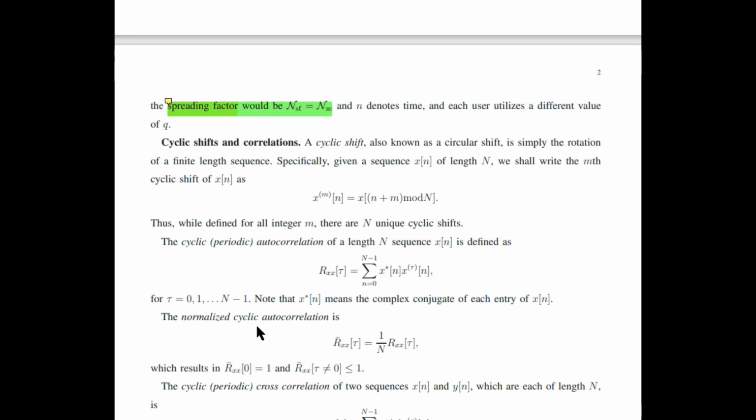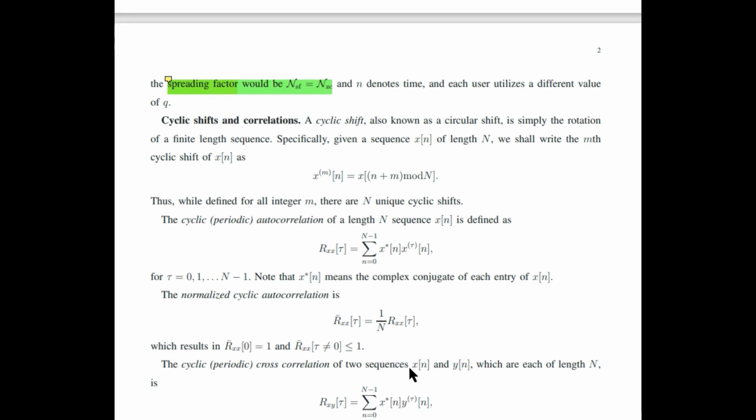The normalized cyclic autocorrelation is fixed to have a maximum of 1, so we normalize it by simply multiplying by 1 over N. Its maximum value will be 1, and whatever the value of the periodic autocorrelation, it will be less than 1 after normalization.